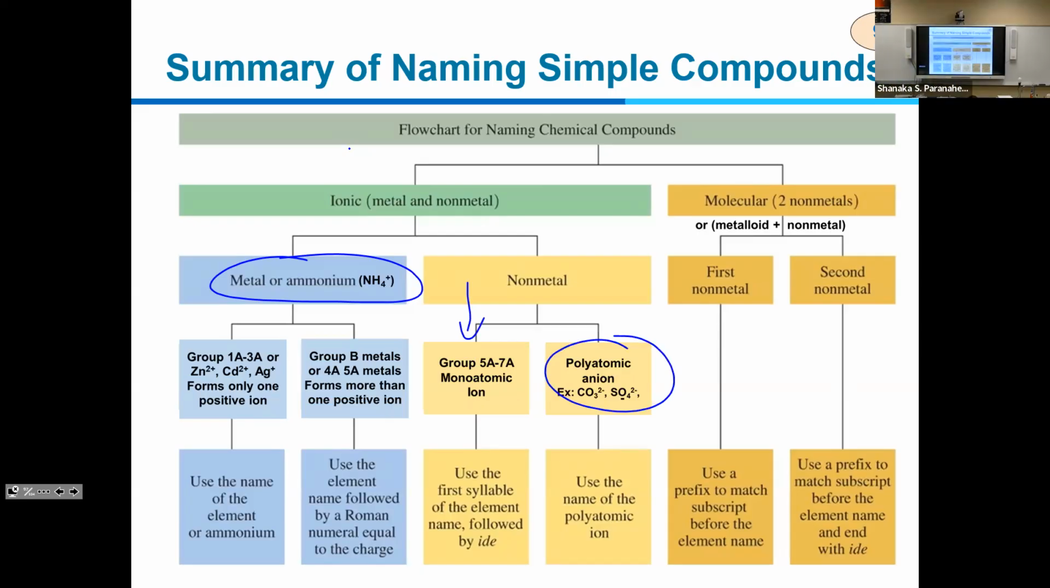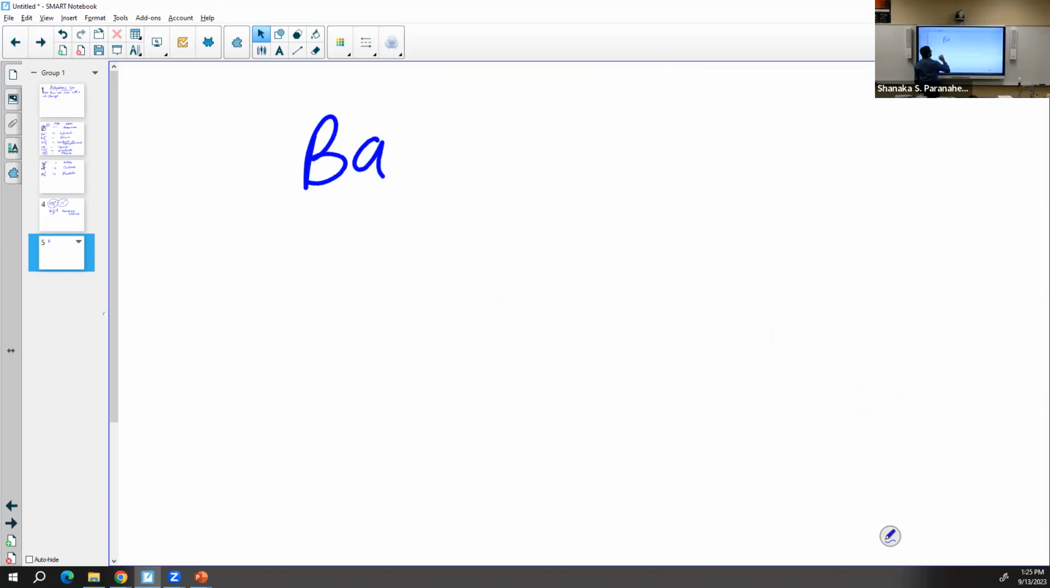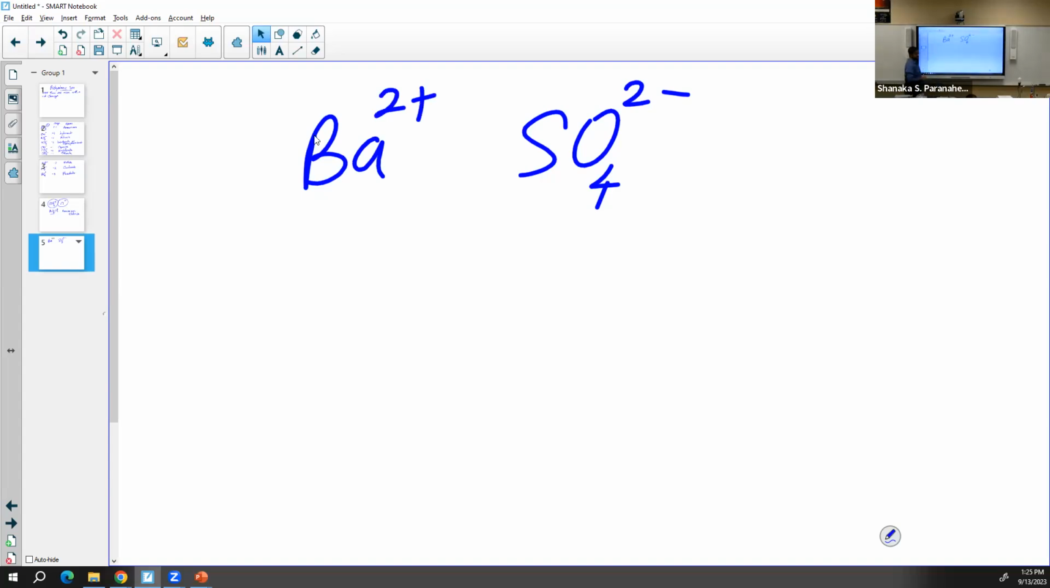Okay, so let's do a few more examples like this. Let's use barium, and we have the polyatomic anion sulfate, 2 minus. What is the charge on barium? What is the ion formed by barium? Barium 2 plus, barium is group 2. There's only one possible charge on barium, it's always 2 plus. So 2 plus and 2 minus cancel out, and there will be an ionic compound like this. It's electrically neutral.